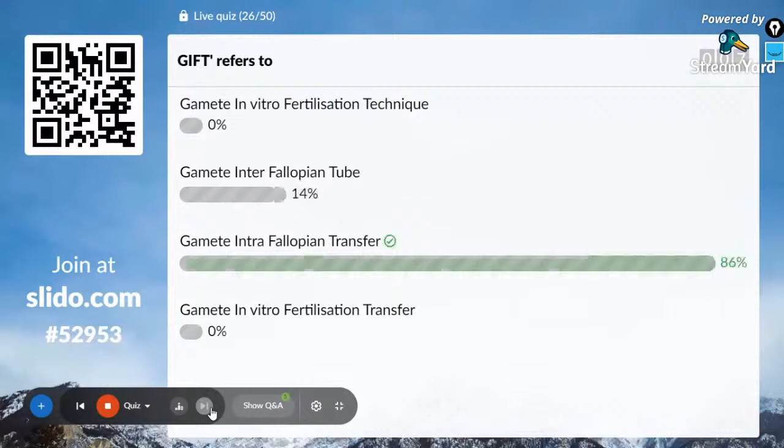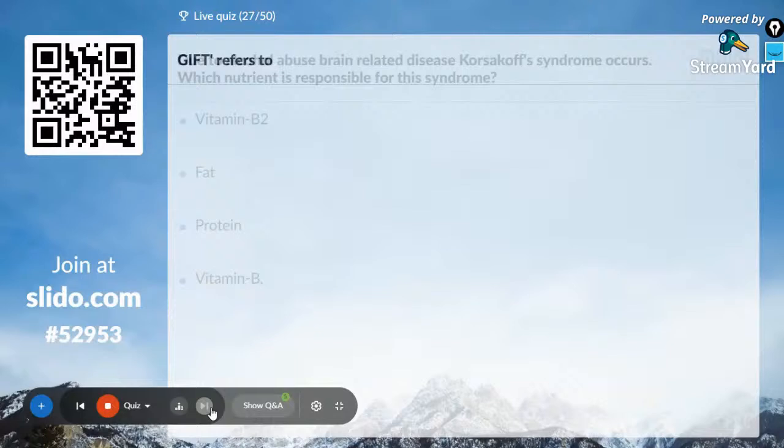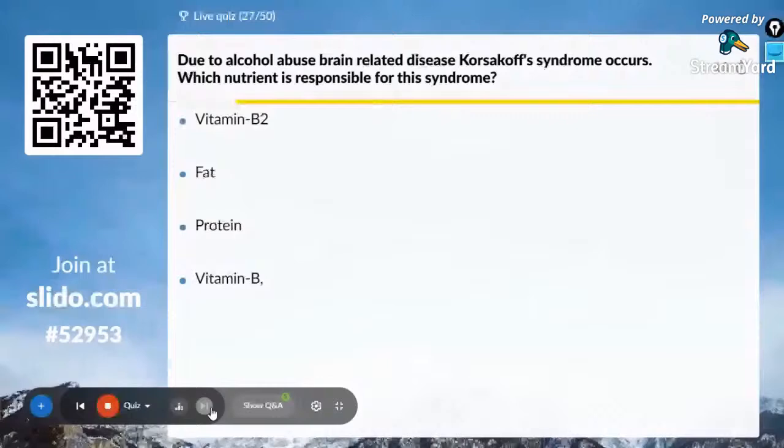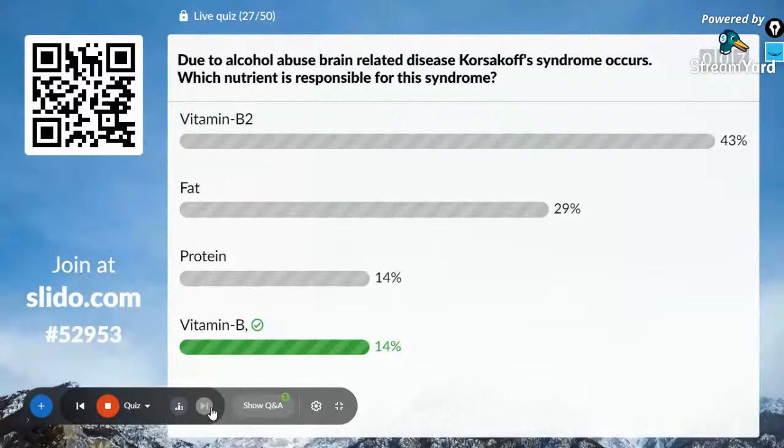Next one. Due to alcohol abuse, the brain related disease Korsakoff syndrome occurs. Which nutrient is responsible for this syndrome? Vitamin B2, fat, proteins, or vitamin B? Yes, let's see the correct answer for the question. The correct answer is vitamin B. Vitamin B simply. Next one.